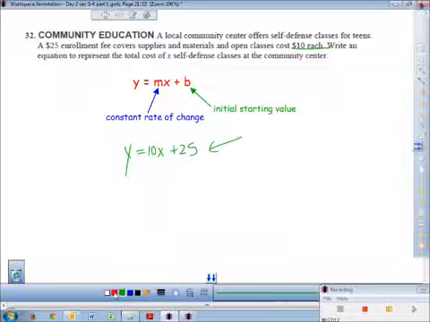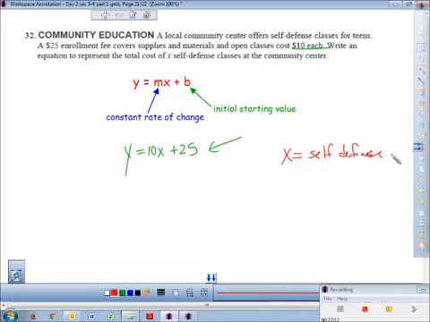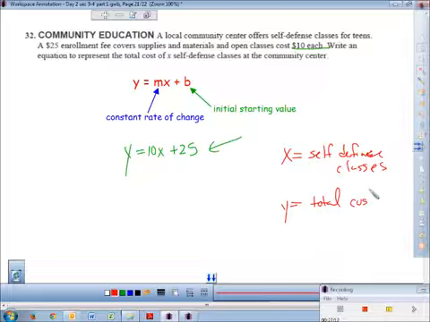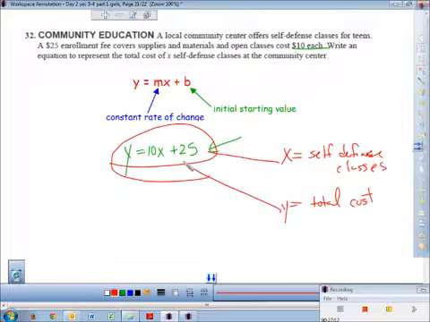because in a story problem, you got to tell me what X and Y stand for. So please go off to the side and tell me that X stands for self-defense classes, and Y stood for the total cost. You need to explain your equation to the reader, and if the reader only saw this, they'd be like, okay, which one's X, which one's Y? You've got to tell them that. So story problems, make sure you're defining your variables.